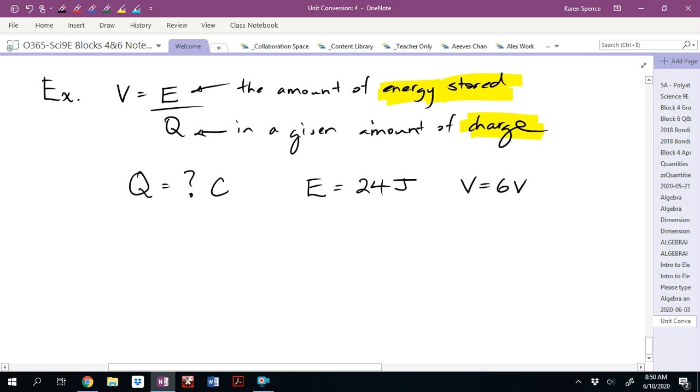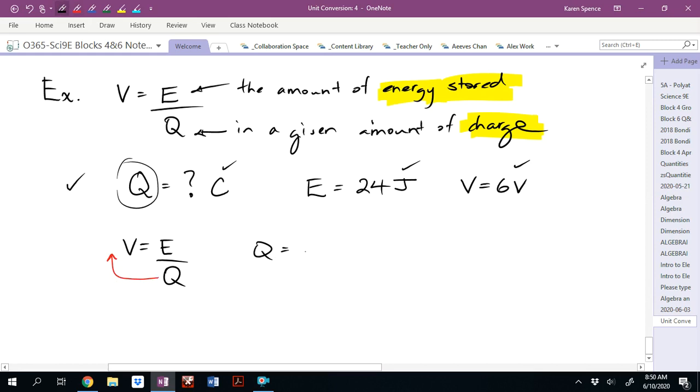All right, so let's say now that we want to solve this. Well, the first thing we need to do, remember our 6-step method, we have written out our given quantities and we've written out the quantity we want to find. We are going to write our formula, V equals E over Q, and we are going to solve for Q. I'm going to do the bring it up, bring it down method, so I'm going to bring up the Q because it was on the bottom. I bring it up to the top on the other side.